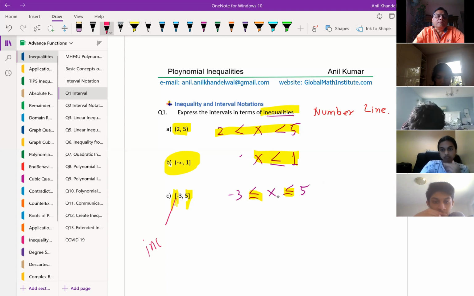Included. And then square bracket is not included. Okay. Yes, okay, that makes sense.